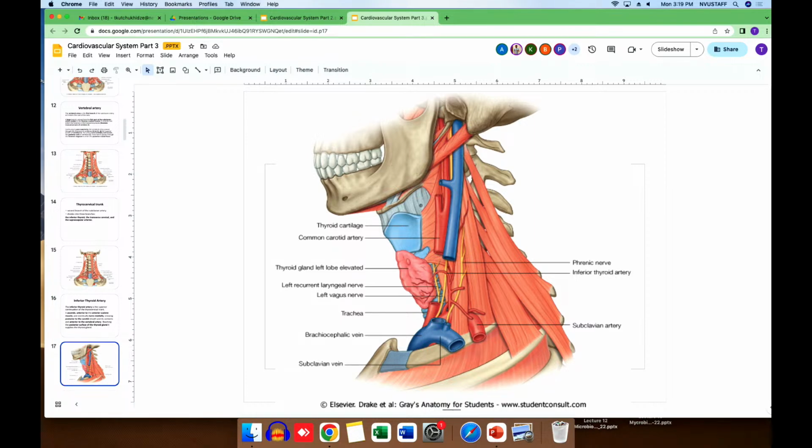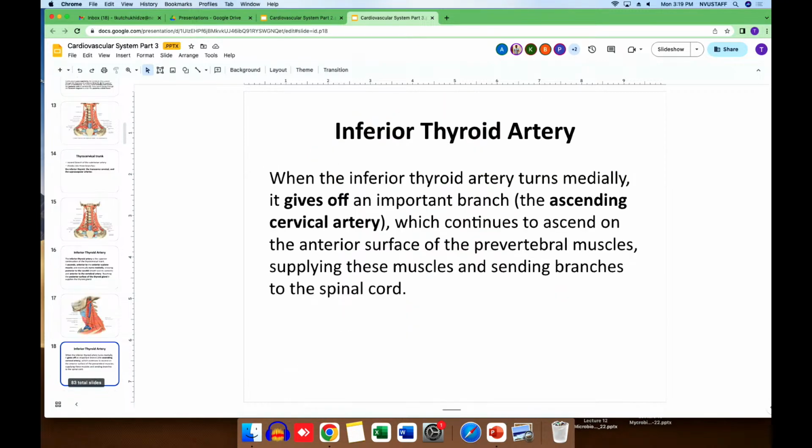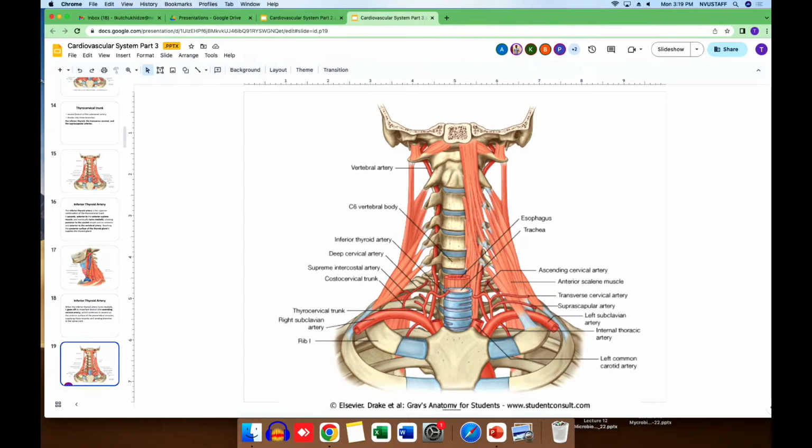The inferior thyroid artery, when it turns medially, gives also other branches. For example, the ascending cervical artery, which continues to ascend on the anterior surface of our paravertebral muscle, supplying the muscles, and also sending some branches to our spinal cord. Thus, as you may see on these photos, we see here our ascending cervical artery, right? This part. So this will be the branch of our inferior thyroid artery.